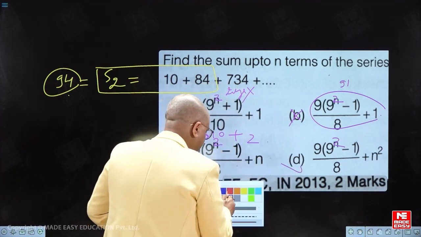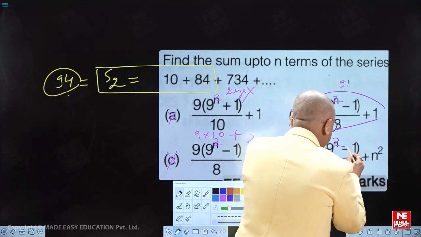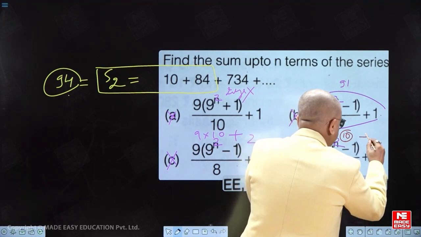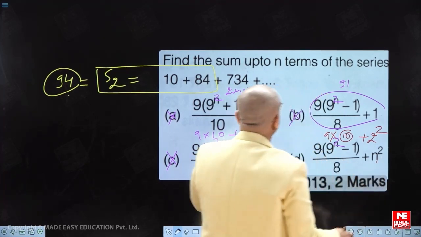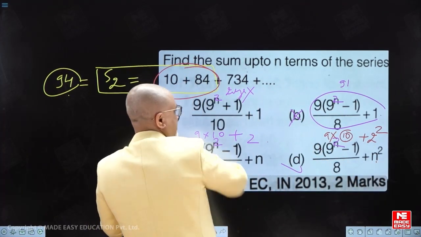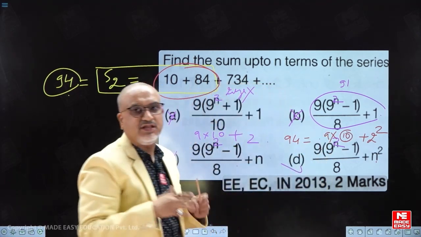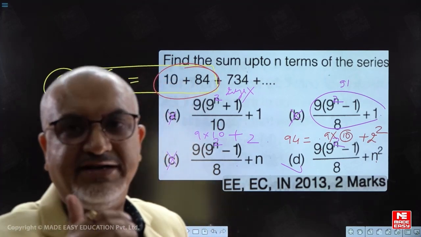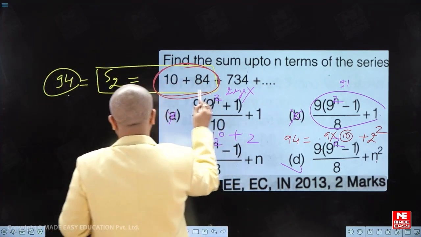So if we put here n equal to 2, that is 81 minus 1, that is 80 by 8, that will be equal to 10, 9 into 10 plus 2 square. Put n equal to 2. We are taking the sum up till two terms, put n equal to 2, this is coming out to be 94, wow. Hence the answer is option number D, because this is the value that is coming out to be 94.